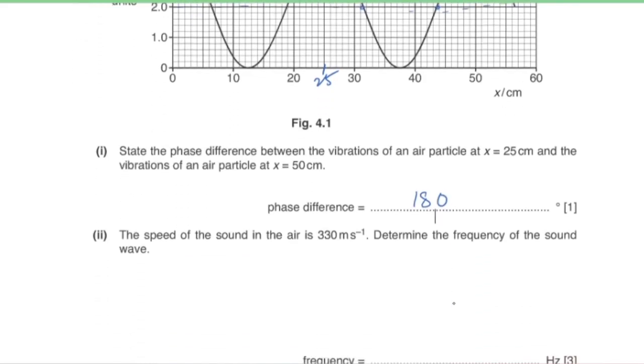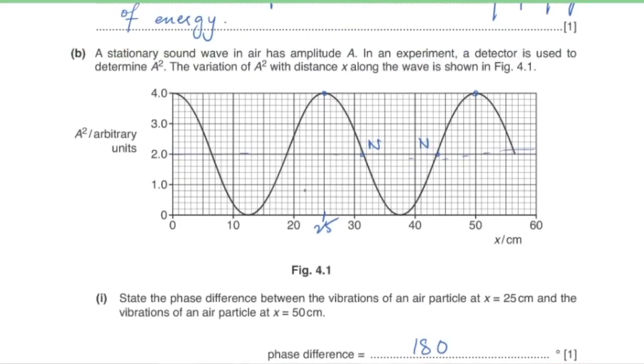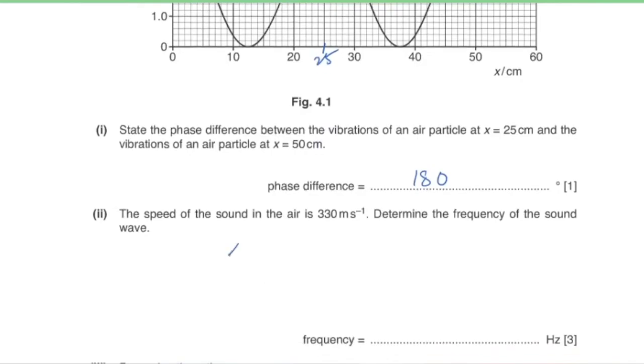Part 2. The speed of the sound in the air is 330 meters per second. Determine the frequency of the sound wave. So the wavelength of this stationary wave is 0.5 meters, and the formula for the speed is speed equals frequency times wavelength, so frequency equals speed divided by wavelength, which is 0.5, and so we have 660 hertz of frequency.